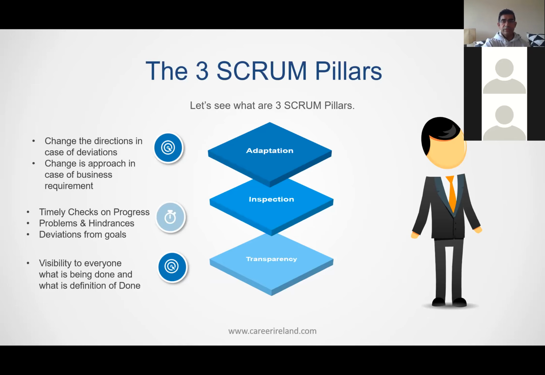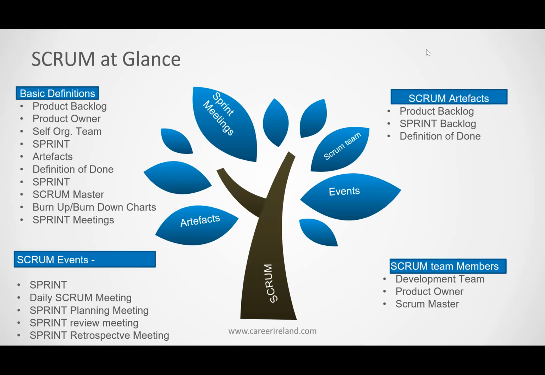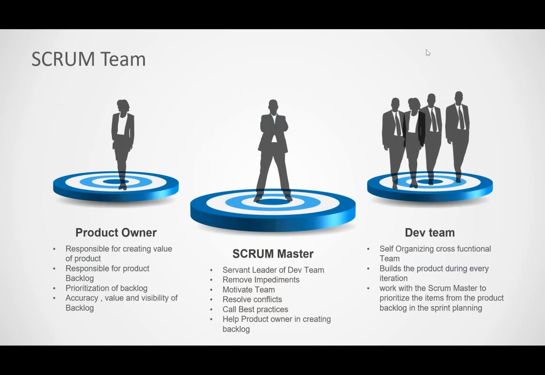Okay, and next we are going to talk about Scrum at a glance. What is Scrum? Scrum can be defined in four parts. One is basic definitions. Then there are Scrum Events, Scrum Artifacts, and Scrum Team Members. I think it's good to start with the Scrum Team Members first. Let me tell you who the Scrum Team Members are and what their roles are. Then we are going to talk about the events and artifacts.